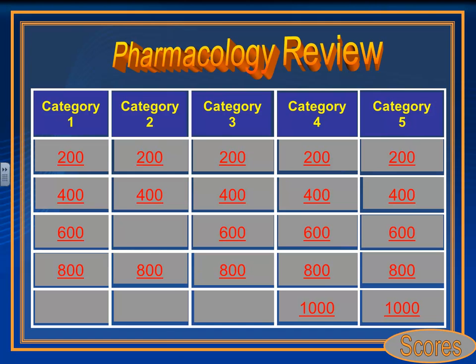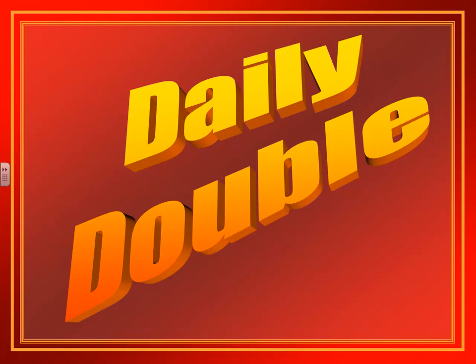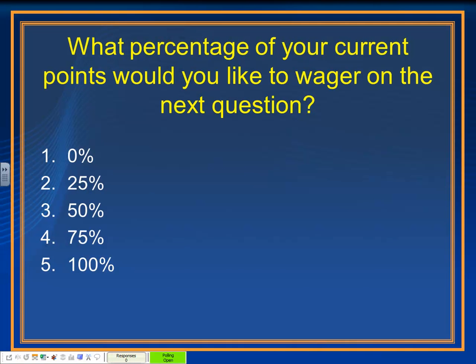All right, group number 5. 5 for 8. We're getting rid of these daily doubles quick. All right, pick your poison.